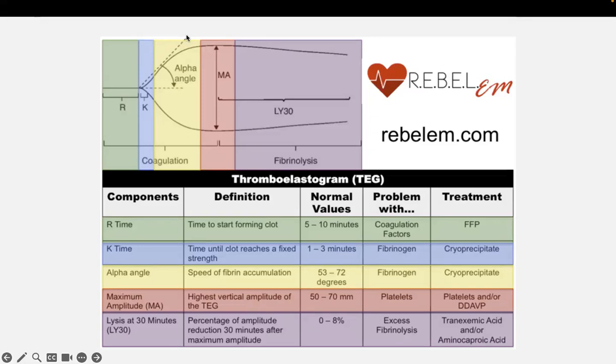All right, so then you look at your lysis 30. And this is the percentage decrease in amplitude of the pin oscillating 30 minutes after your maximum amplitude is reached. Né? And the reduction of the pin movement gives us an indication of the stability of the strength, which depends on the extent of your fibrinolysis. Okay, so when it's primary, the percentage decrease is quite large, right? So you have an excess rate of fibrinolysis.